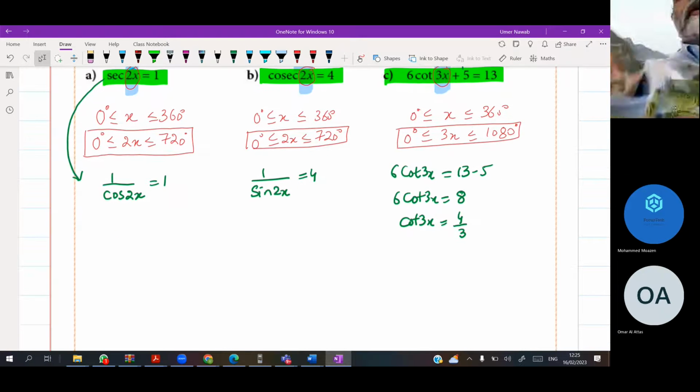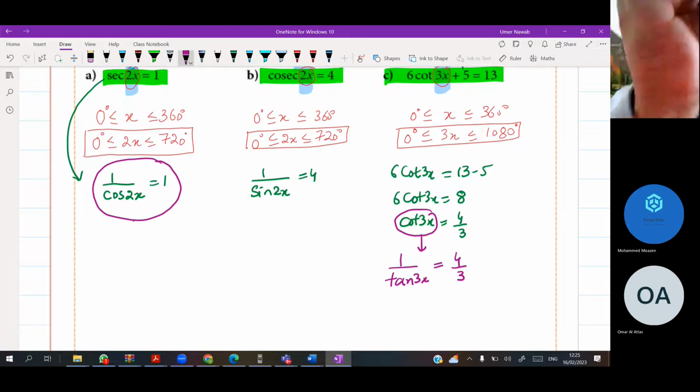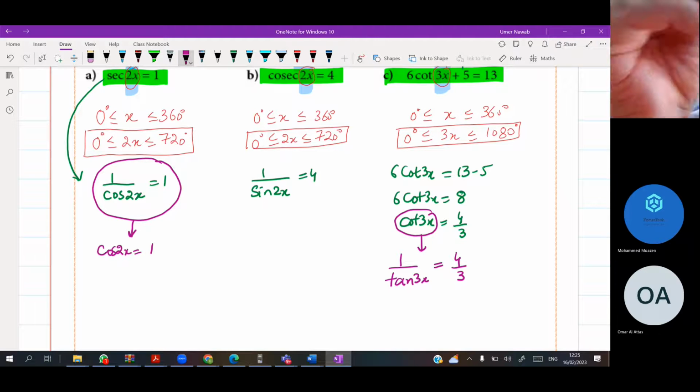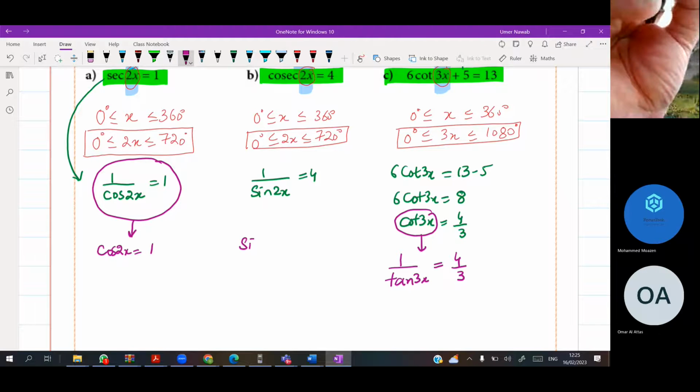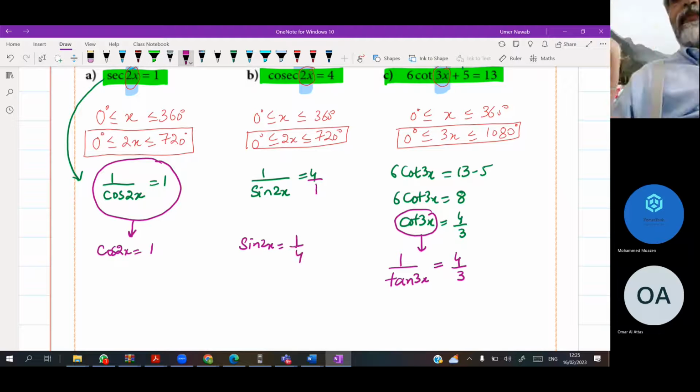So you remember I have here cot. I need to change the cot to the tan. So I'm going to write 1 over tan of 3x is equal to 4 over 3. Can I convert it into this form? So cos of 2x, flip it, will be 1 over 1, which is 1. And sine of 2x will be 1 over 4. And tan of 3x will be 3 over 4.